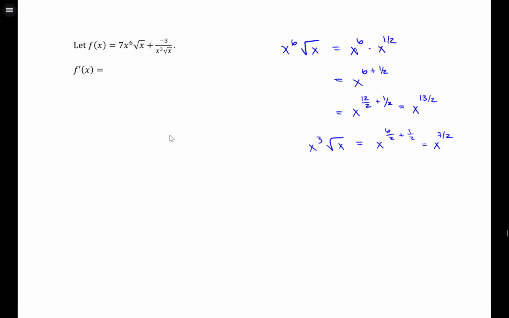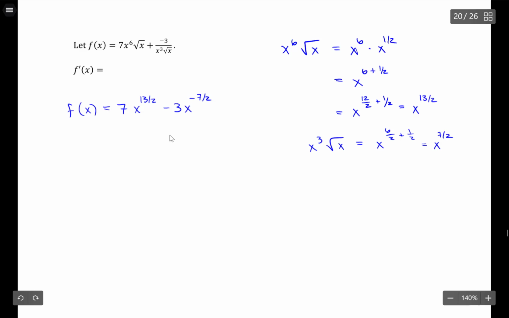All right, so still rearranging things. I have my original function as 7x to the 13/2 minus 3x to the negative 7/2. And I'm making it a negative 7/2 because it was originally in the denominator. But I think you can see the advantage now, because at this point I can just find the derivative using the power rule.